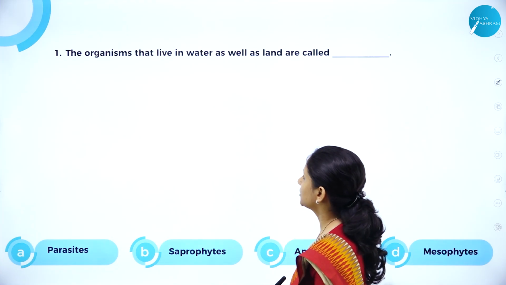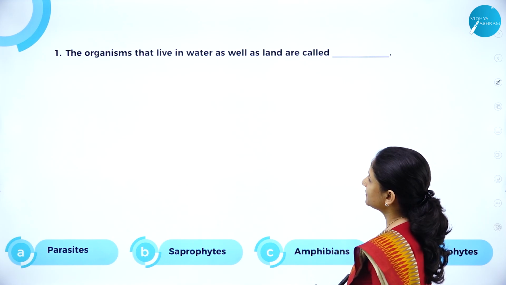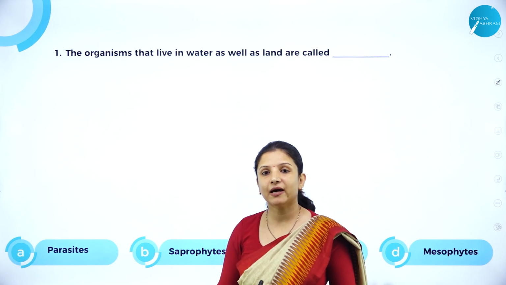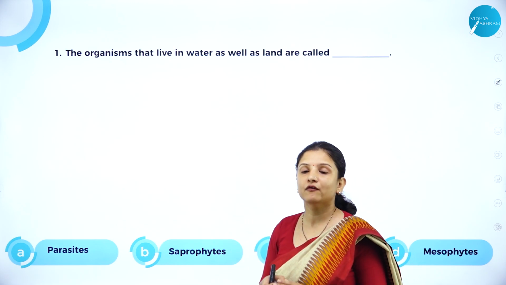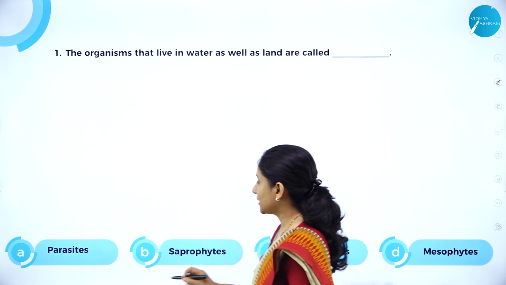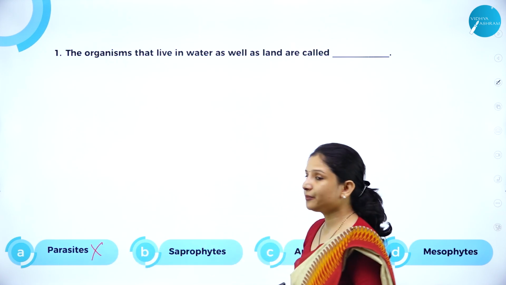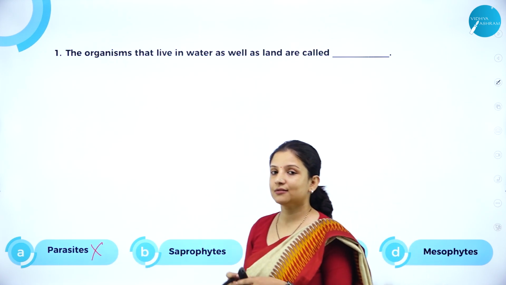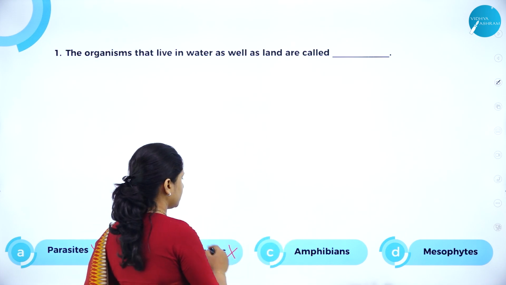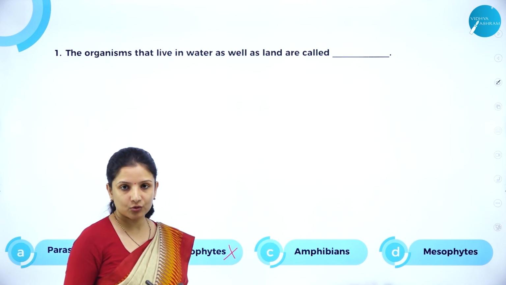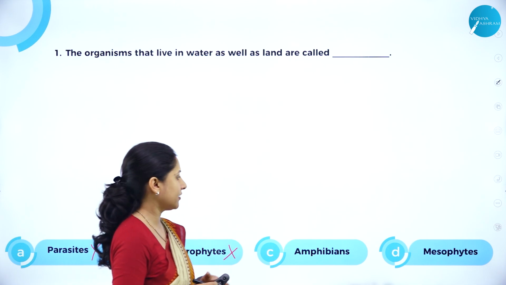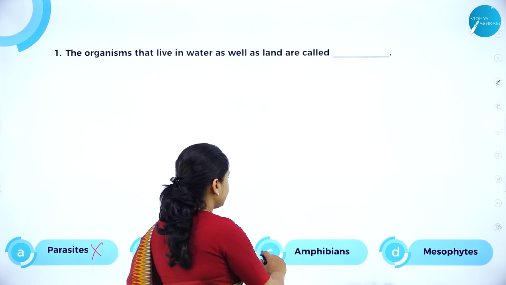So let's move into learning about some of the MCQs. The organisms that live in water as well as land are called parasites? Now, what are parasites? Parasites are those organisms which live on other living hosts and derive nutrition from those living hosts, right? So this answer is wrong. Saprophytes. Now, saprophytes are those organisms which depend on dead and decaying organic matter. So therefore, this is also wrong. Amphibians. Amphibians are those organisms which are capable of living on land as well as water. Therefore, they have a dual life.